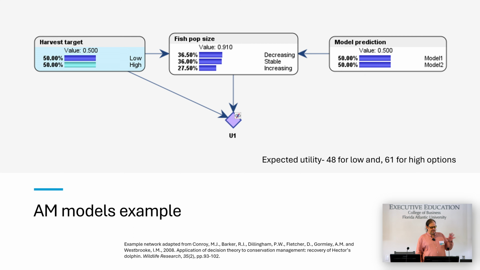And so this hypothetical example might be for centering a harvest target for a recreational fishery species for a fishing season. On the left we have our decision node, on the right the harvest target, and two possible decisions. We could either set the harvest target low or set it high. And this influences the fish population size over a certain time period and whether it's decreasing, stable, or increasing. Decreasing would be the thing you want to avoid, and increasing would be the best possible outcome.